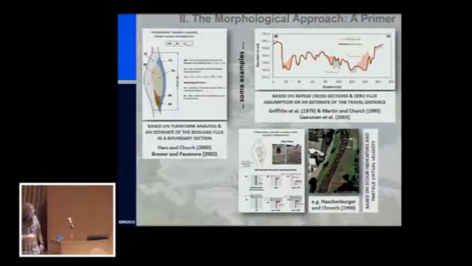In the late 70s, early 80s, Griffiths already applied the morphological approach using cross sections. We have cross sections at different times. We can look at the erosion and deposition. We can interpolate different cross sections. And then, if we know a section in which there is a zero flux, or we know an estimate of the travel distance, we can calculate the sediment flux.